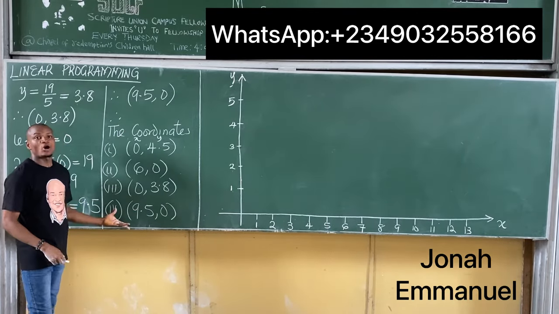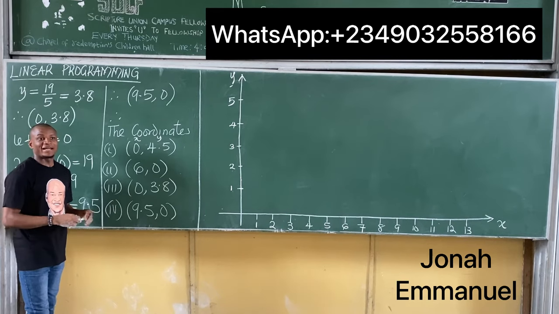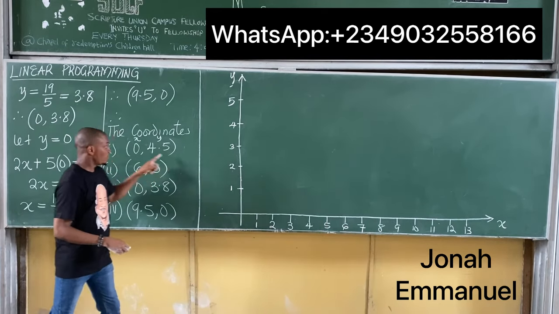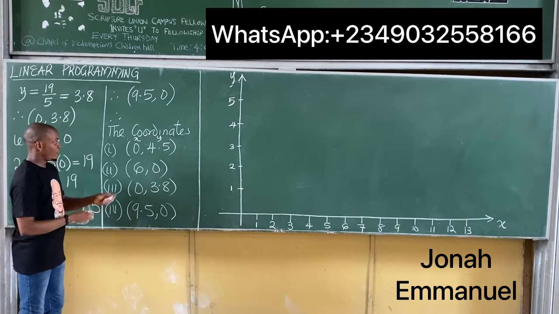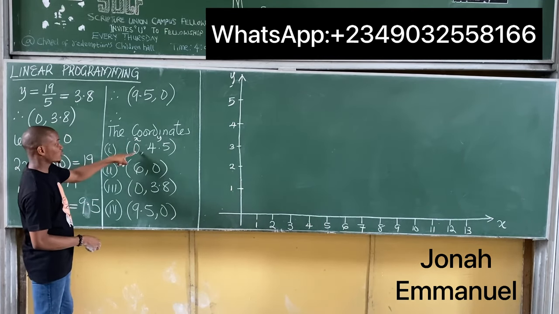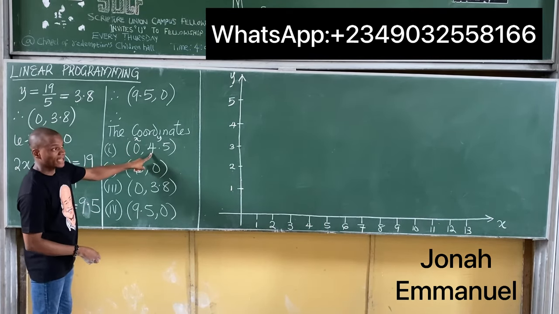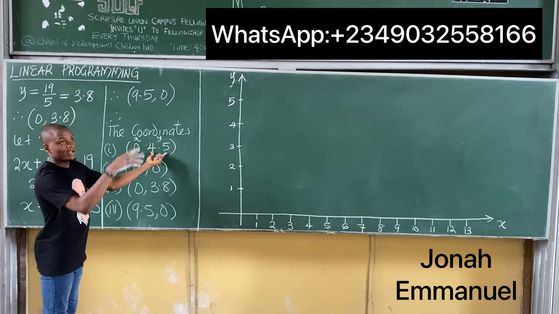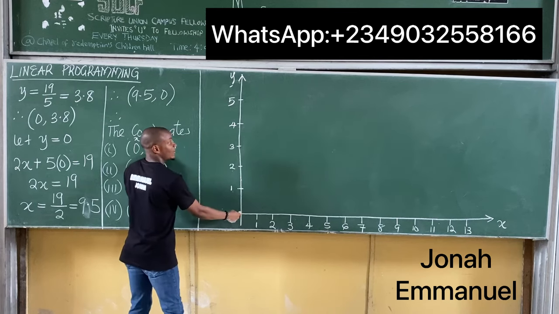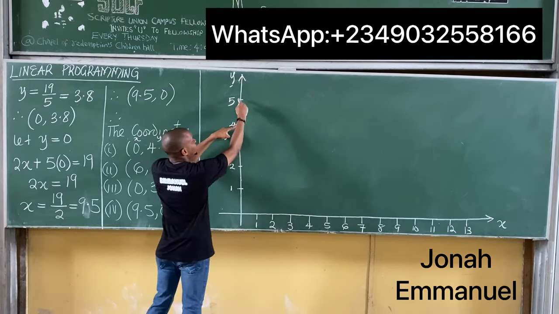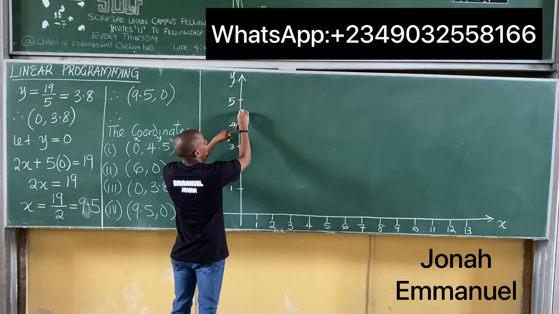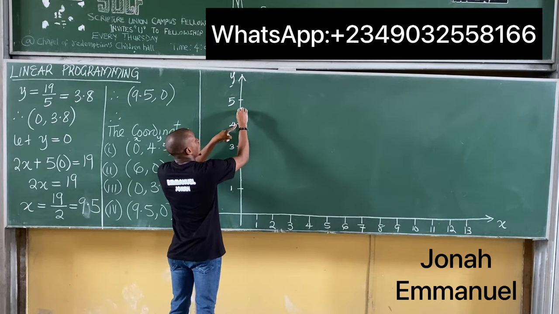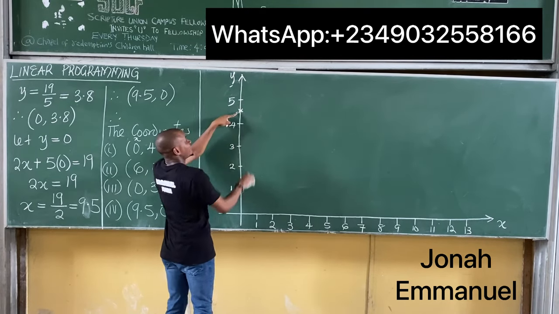From my four coordinates that I got, my next task is, using my graph, to pick out these four points. For the first one, at x equal to 0, y is 4.5. This means the midpoint between 4 and 5. At x equal to 0, that's here, y is 4.5, this is 4, this is 5, so 4.5 should be somewhere here. So I'm having this point here: x equal to 0, y is 4.5.